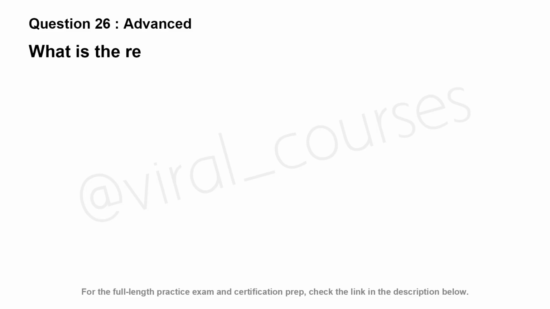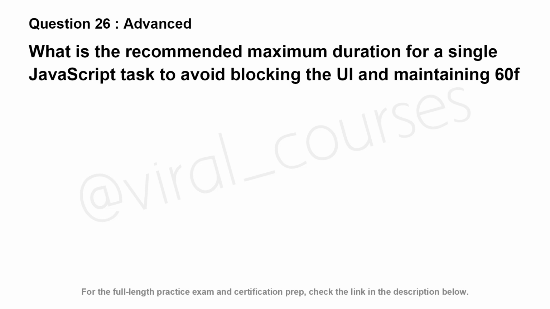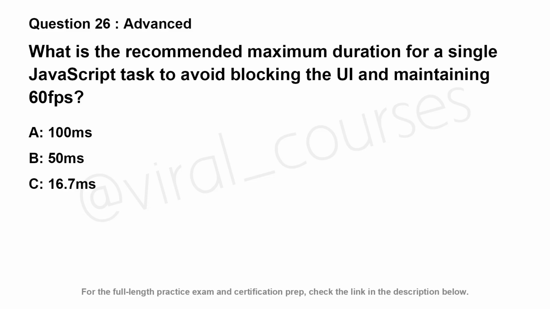What is the recommended maximum duration for a single JavaScript task to avoid blocking the UI and maintaining 60 FPS? Option A. 100 milliseconds. Option B. 50 milliseconds. Option C. 16.7 milliseconds. Option D. Ones.